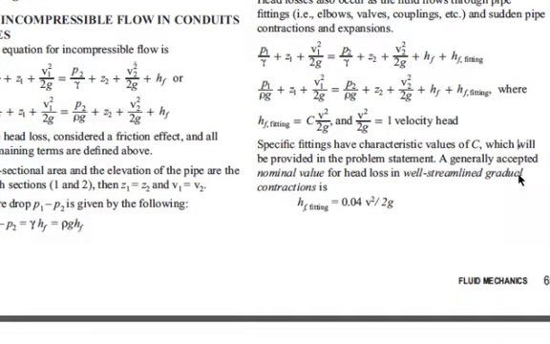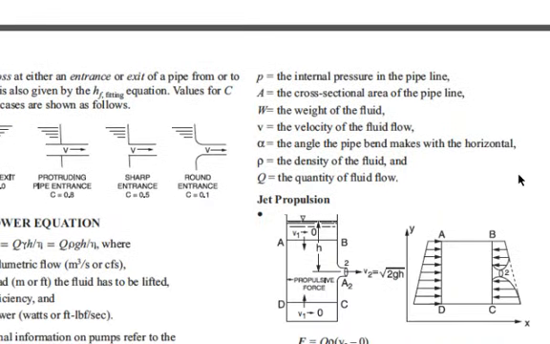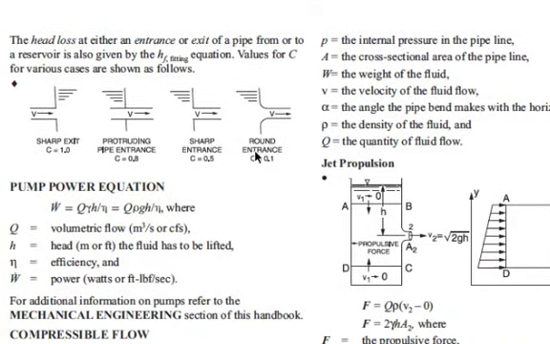Now if you scroll down in the FE reference material, you can see these different kinds of head loss situations, and you can see that the value of c for a rounded entrance is on the order of 0.1. That's the situation right here.